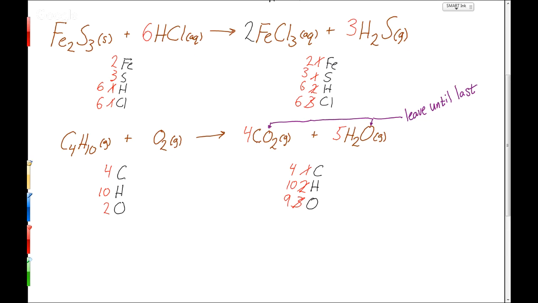That also changes our oxygen. So now instead of 9, we have 13. So we've got 13 oxygen on the right, 2 on the left. What do we put in front of that oxygen to get to 13? Yeah. Right. I mean, we could put like 13 halves, but like I said, it's better to have whole numbers because you can't split a molecule in half. So what do we do?